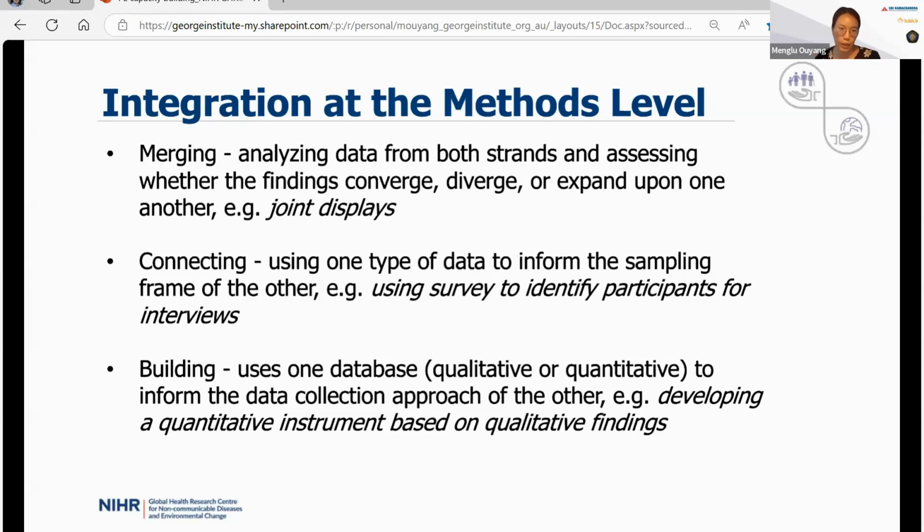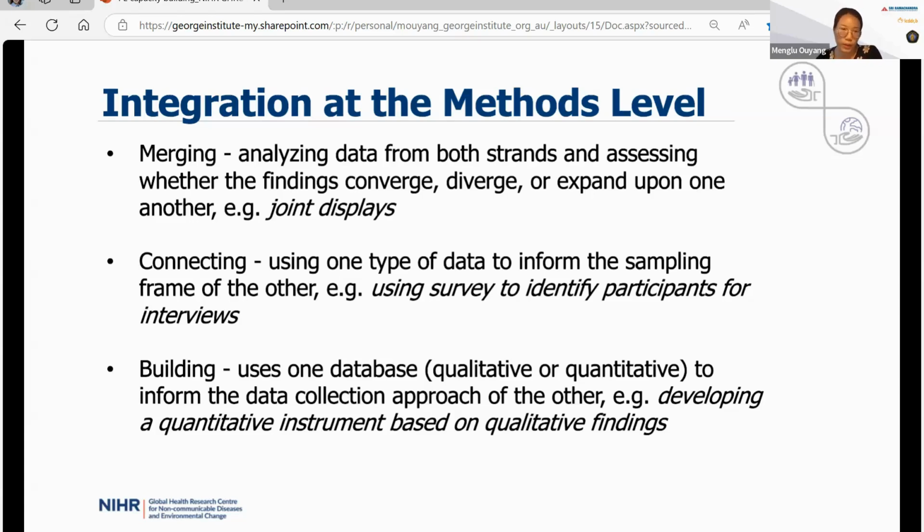Another integration approach is to connect. So that means you can connect both types of data, can connect one type of data to inform the other. For example, we can use a survey to identify the eligible participants for the interviews to further understand one question more deeply.